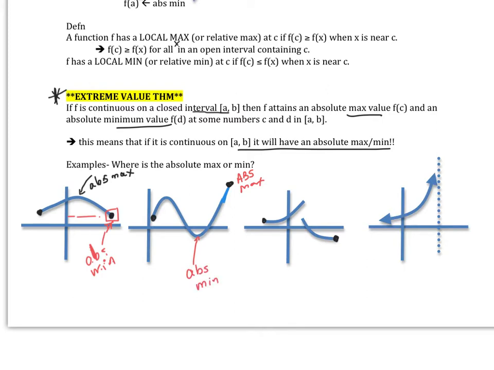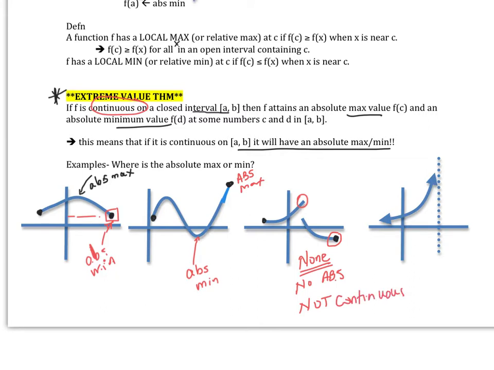Okay, where on the next one is our absolute maximum or minimum? I'll give you a second to think about that. Would this be the absolute minimum right here and this the absolute maximum? No, none. No absolutes. Why? What does it say it has to be? Continuous. This one is not continuous.